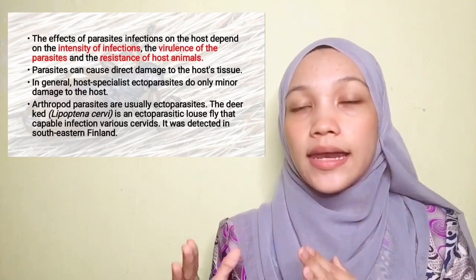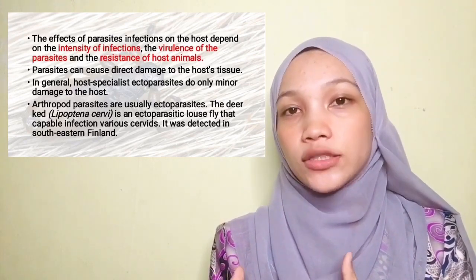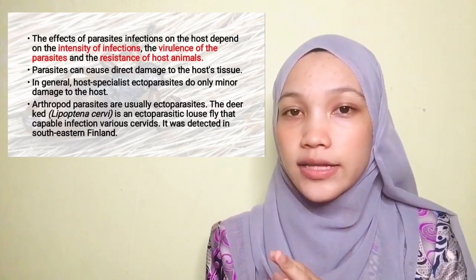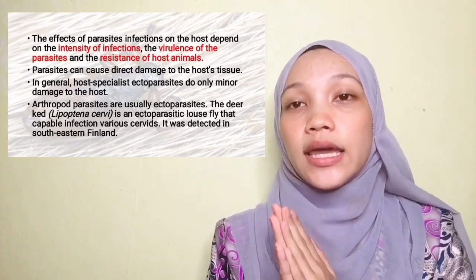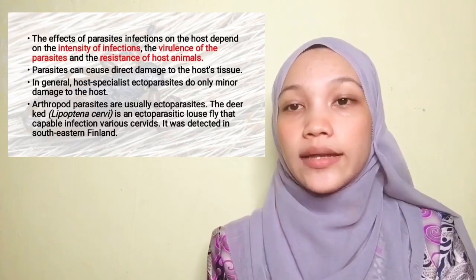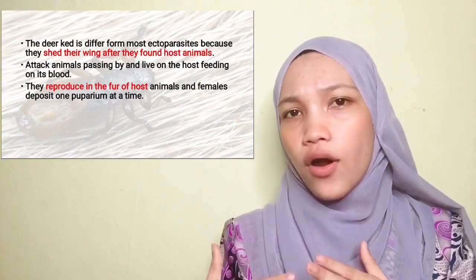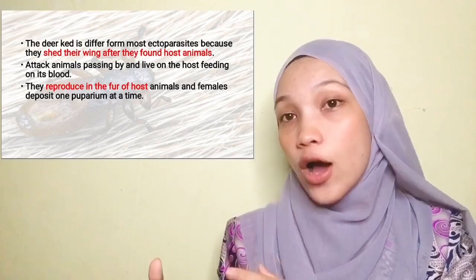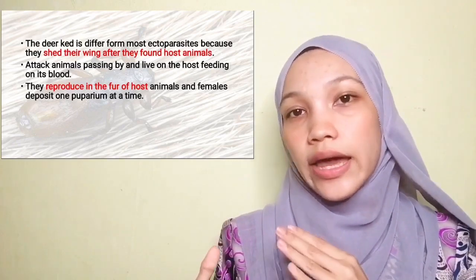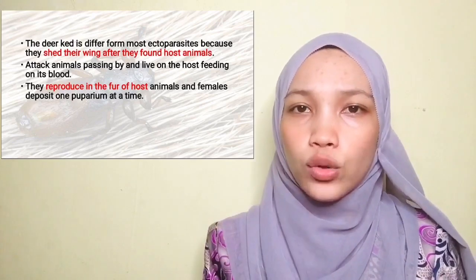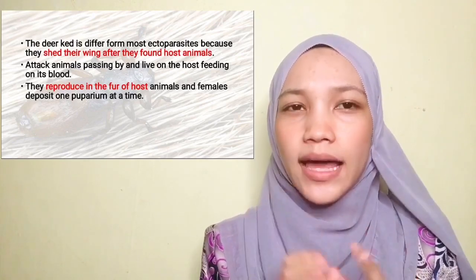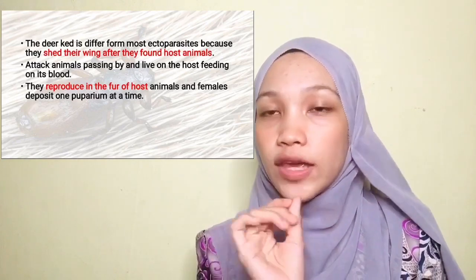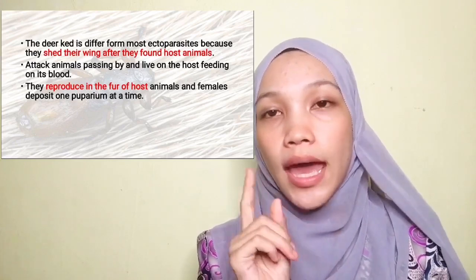The deer ked, Lipoptena cervi, is an ectoparasitic louse fly that is capable of infecting various cervids. It was detected in southeastern Finland. The deer ked is different from most ectoparasites as they shed their wings after they find the host animals. They attack the animals passing by, live on the host, and feed on its blood. They reproduce on the fur of the host animals, and the female deposits one puparium at a time.